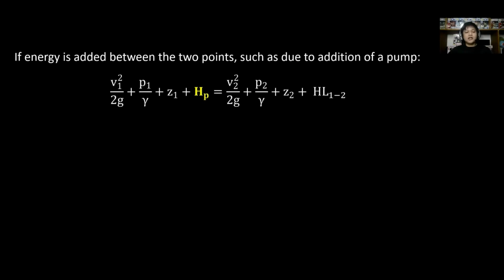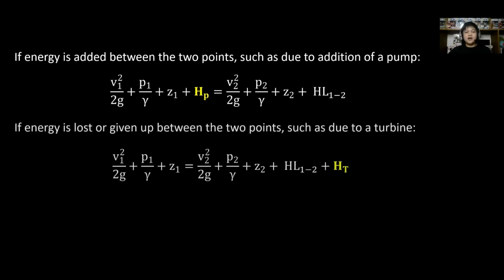And for the addition of a pump, energy is added between the 2 points. Thus, we will consider H sub P as the increase in head due to the pump, added at the left side of the equation, while energy is lost or given up between the 2 points due to a turbine. Thus, we will consider H sub T as an addition to head loss at the right side of the equation. One purpose of a turbine is for generation of electricity.